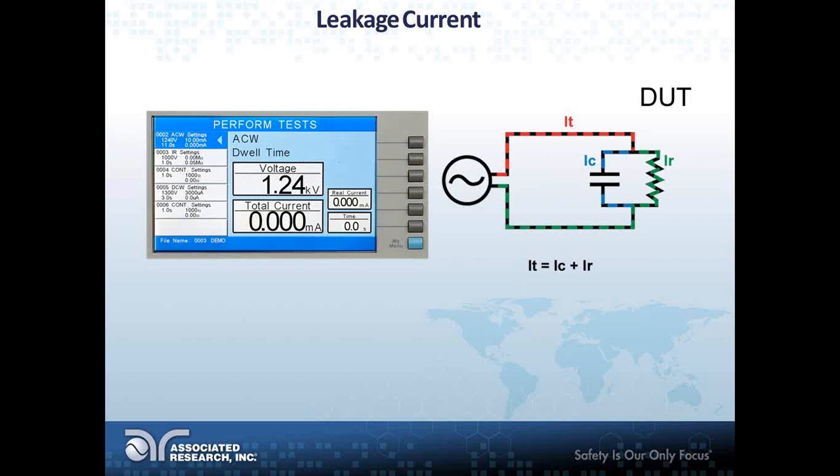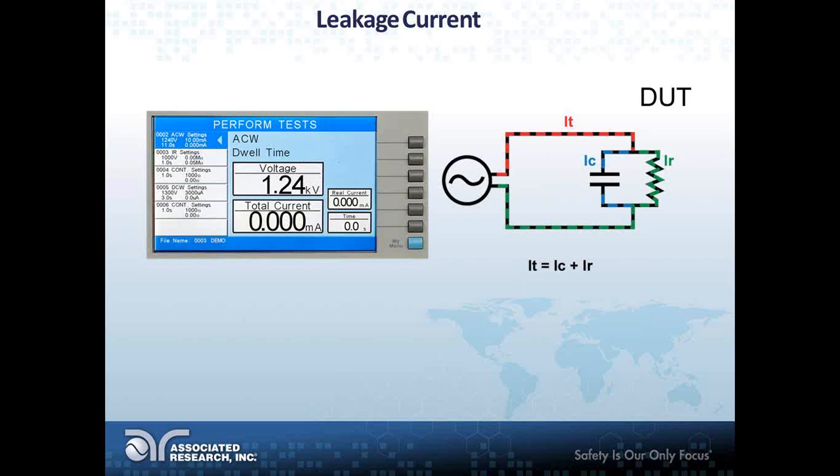One is the total current, which is the sum of the capacitive current and the resistive current. Capacitive current is the current due to the capacitive element in your DUT, and the real current, or resistive current, is the result of resistance in your DUT. And the total current is the sum of the two.